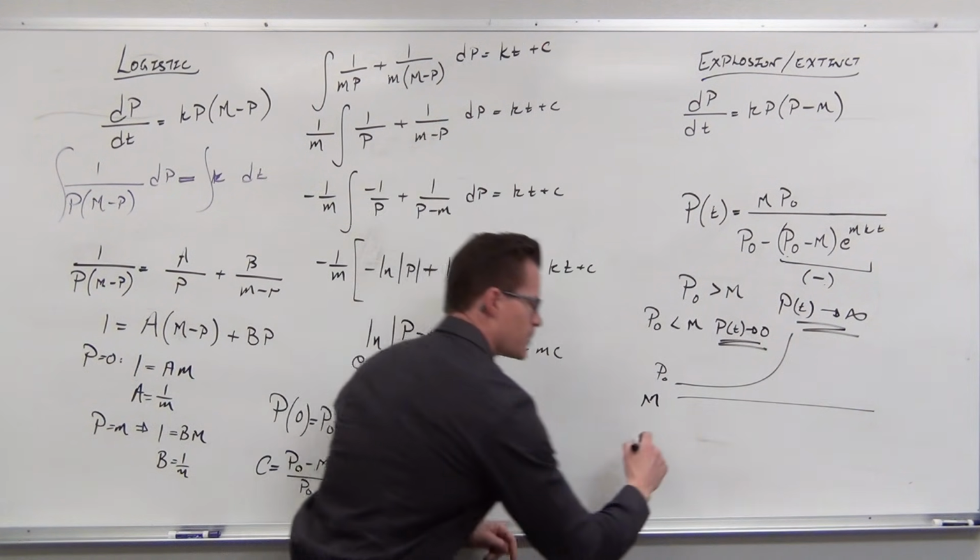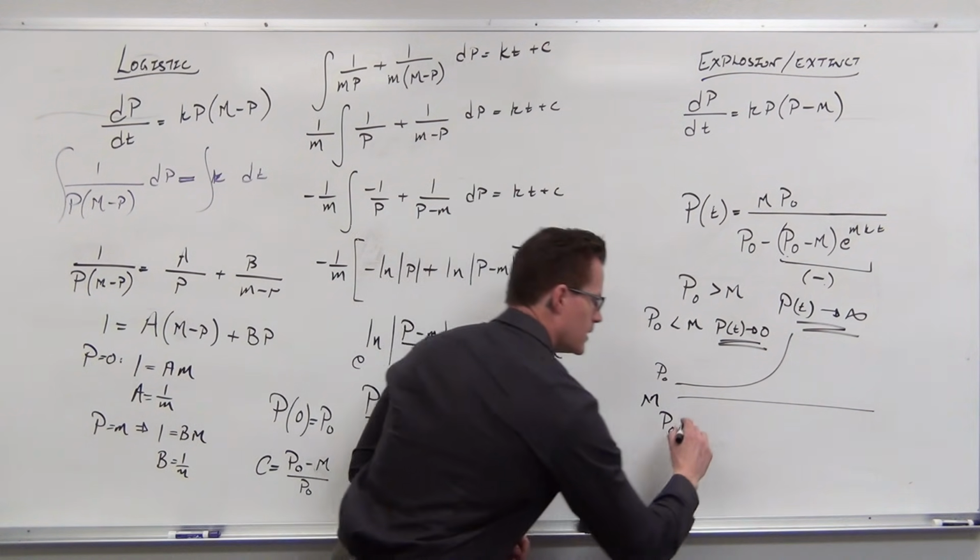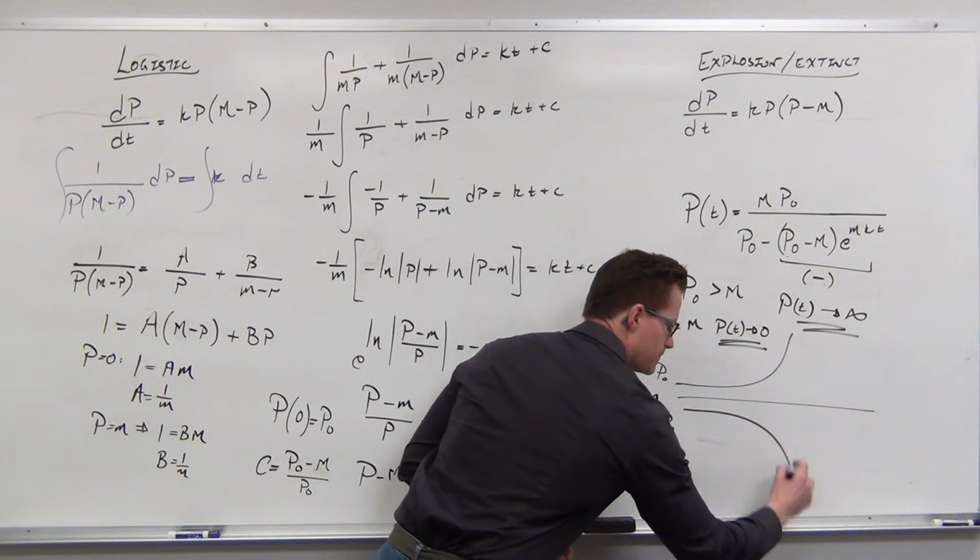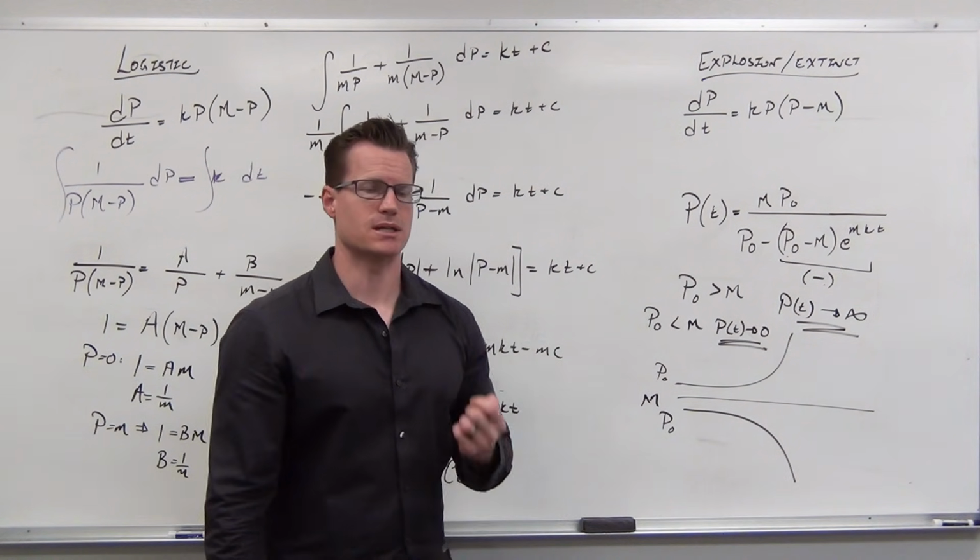That means that if your initial population starts below your m, the population is decreasing and continues to decrease. You're going to get extinction.